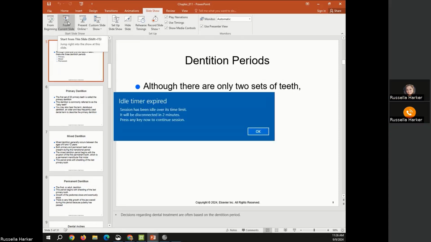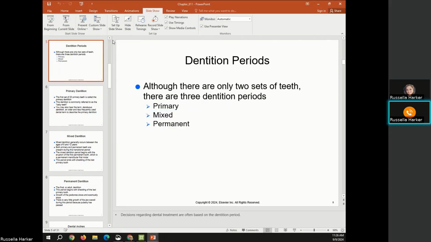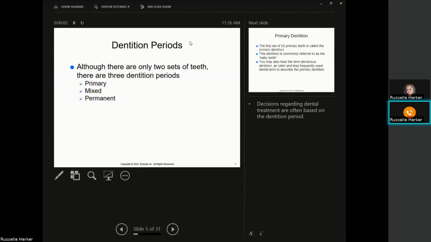So with dentition periods, there are two sets of teeth. Although there are only two sets of teeth, there are three dentition periods. There are a primary, mixed, and permanent.